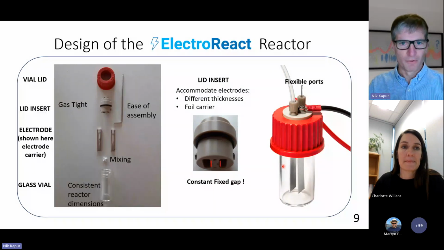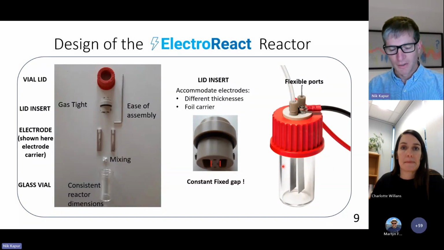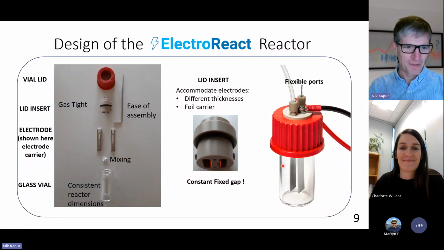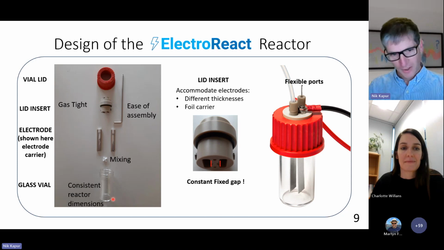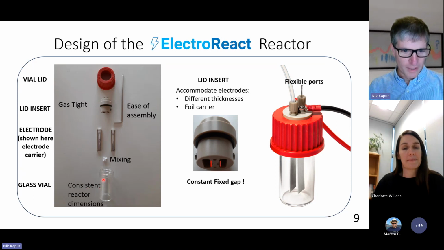Following on from that, we went about designing the ElectroReact reactor. As Charlotte said, we called it the bottle reactor initially. And this went through a series of iterations, and we'll be thanking some people later for all of the work they did in that, in breaking and dissolving some of the earlier versions. What we ended up with is a really robust ElectroReact reactor. On the left-hand side, you can see an exploded view. If we start at the bottom, there's a glass vial that contains your reaction mixture and a little magnetic flea for the mixing element.